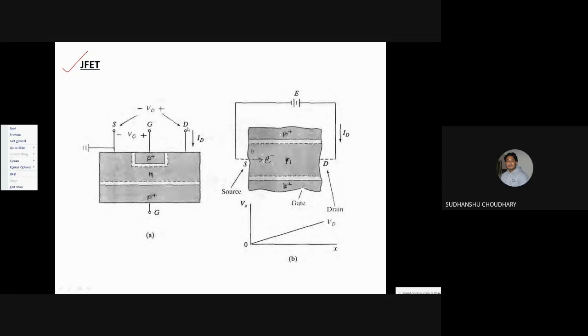So it has three terminals. One is called the source terminal, the other one is the drain terminal, and the third terminal is called the gate terminal. Source, drain, and gate. So why is this called source? Source because it will emit carriers.